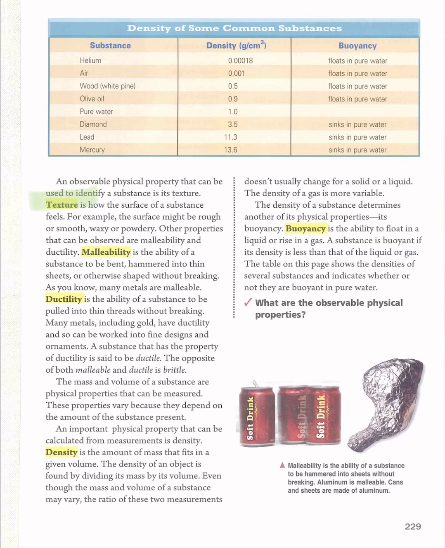For example, a surface may be rough or smooth, waxy or powdery, other properties that can be observed.